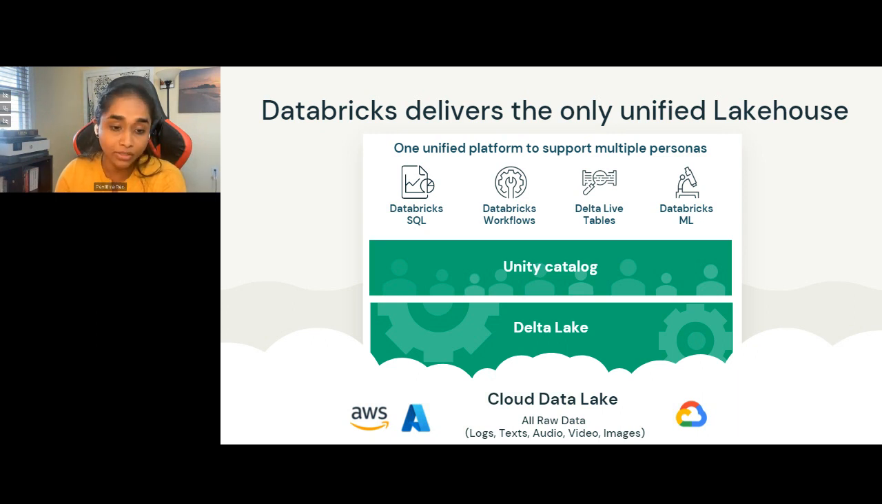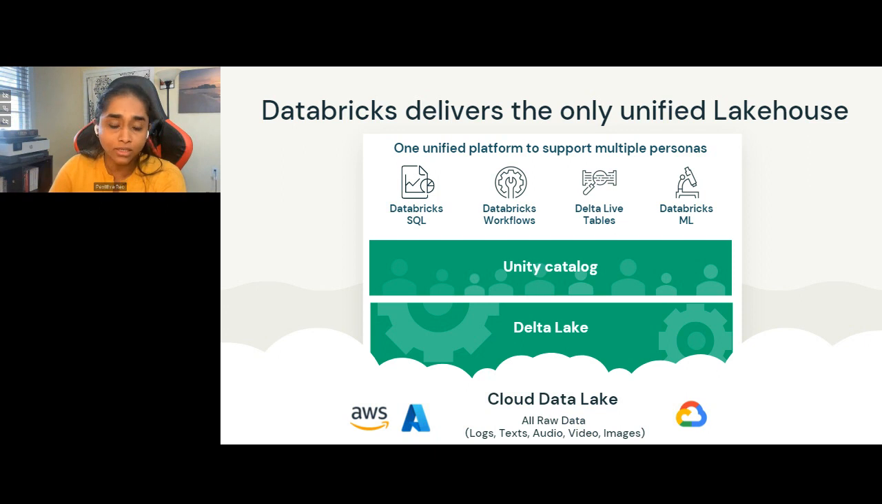And finally, we offer a multi-persona experience that allows every practitioner to work on the same data with their skill of language, whether it's SQL, Python, or Scala, or even we do have tools that help your citizen data scientists or SQL analysts to do some clicks and build machine learning models and dashboards, etc.